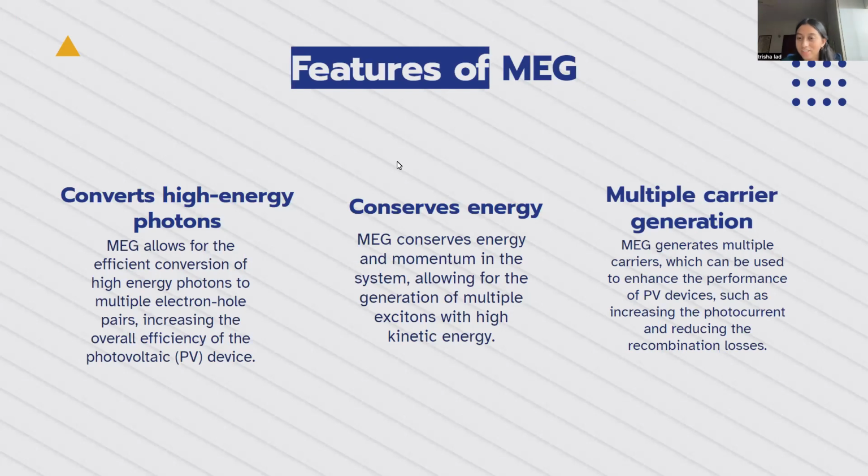The third feature is that it's a multiple carrier generation. So MEG generates multiple carriers, which can be used to enhance the performance of photovoltaic devices, such as increasing the photocurrent and reducing the recombination losses.